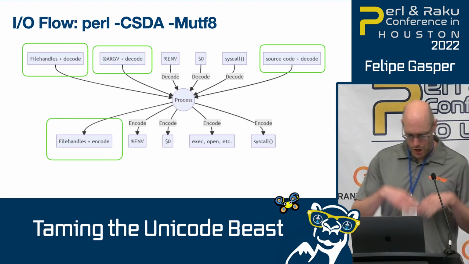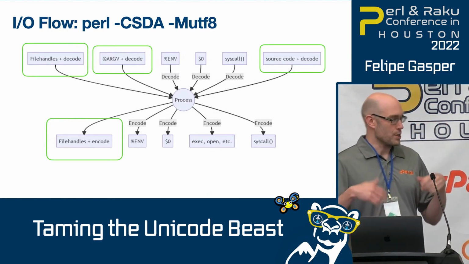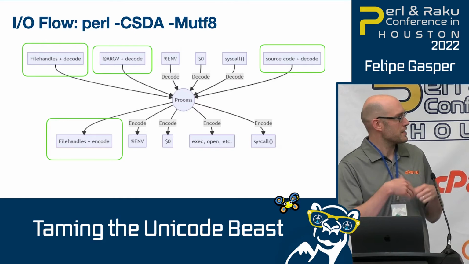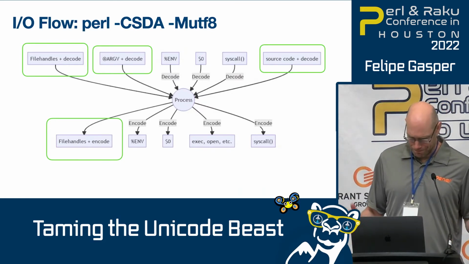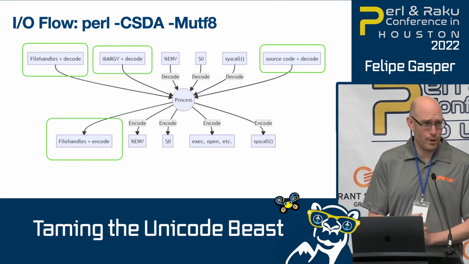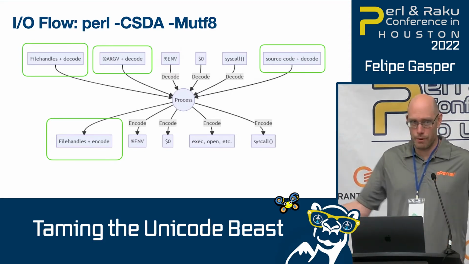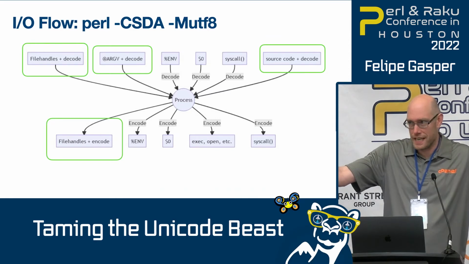You still have to do all of these encodes and decodes. You still might have forgotten something if you write to $0 or you send something to a system call or you exec. And of course, again, Perl can't tell you when you've forgotten, because to Perl, every string is just an opaque sequence of characters.